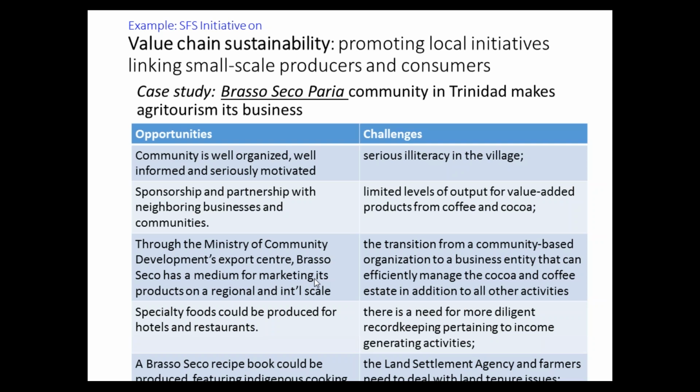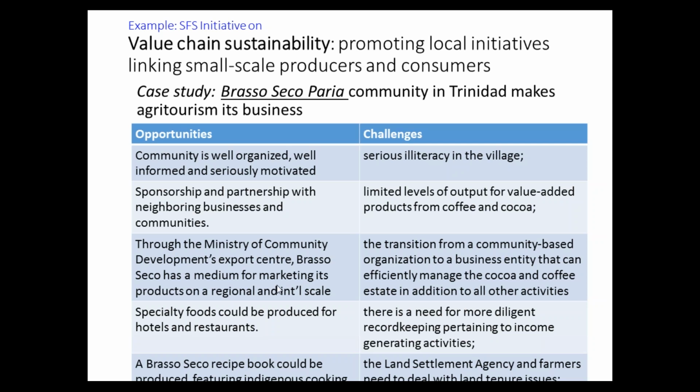A second lesson of this community is that the Brasso Seco community actually successfully developed its own arrangement where agritourism benefits are shared fairly, and where there are opportunities for villagers to supply products for sale to tourists and restaurants.